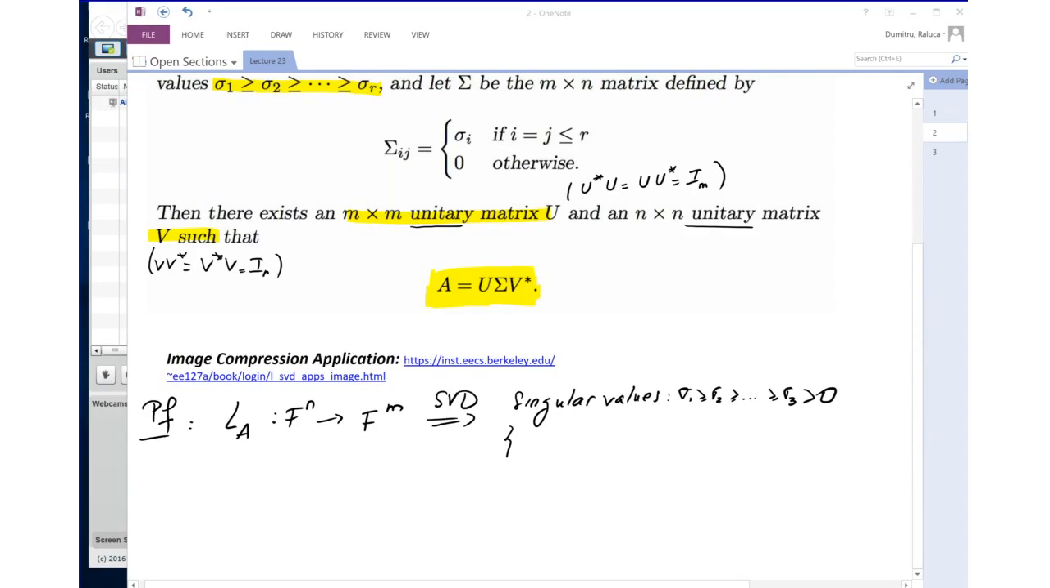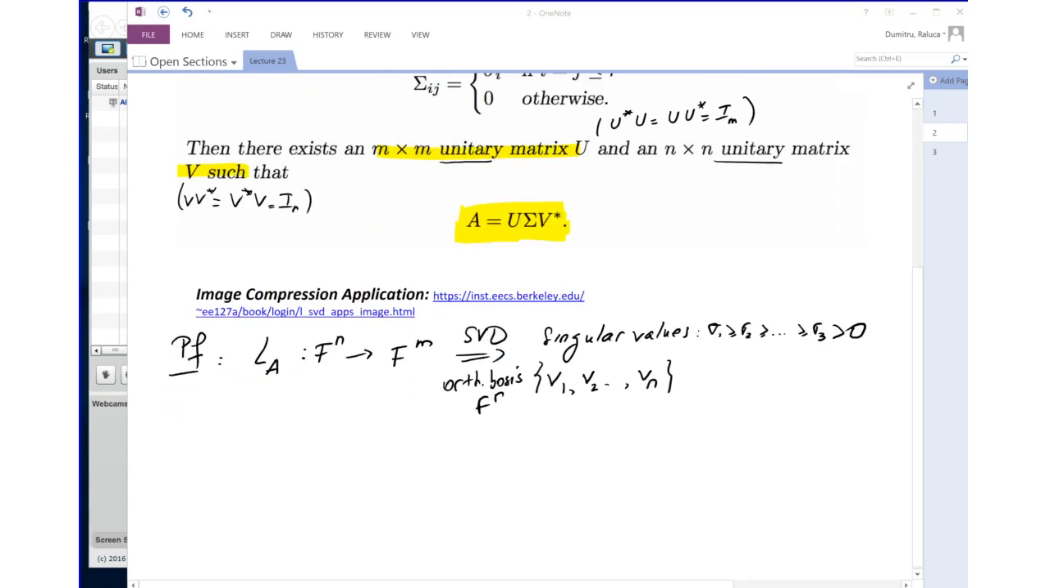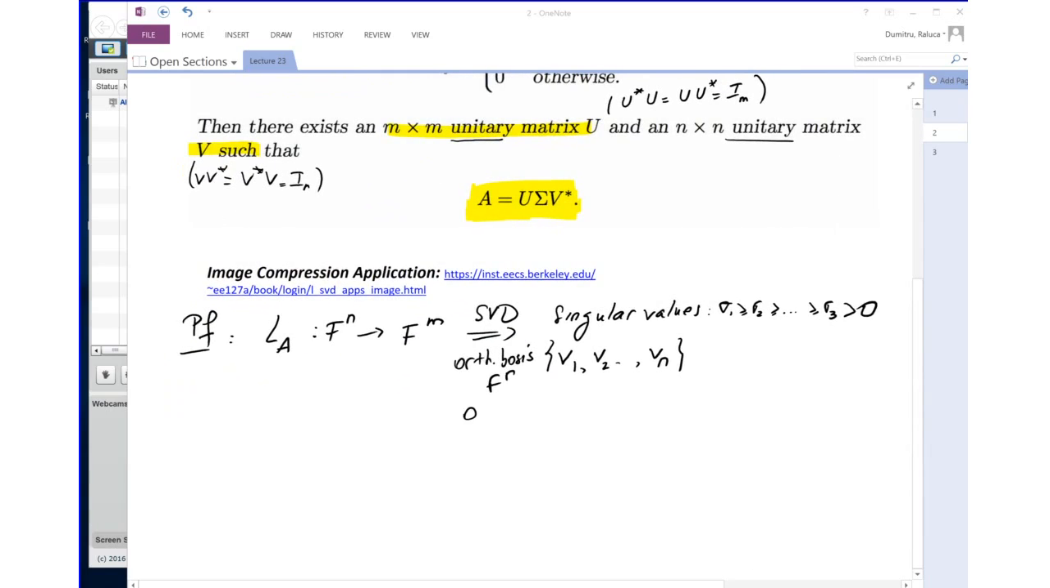You get an orthonormal basis for the first space Fn, V1, V2, up to Vn, as it has dimension n. You get an orthonormal basis for the second space, which is Fm, which we call U1, U2, up to Um. And there is also a connection on how to go from V to U. The operator L sub A of Vi equals sigma i Ui, right?